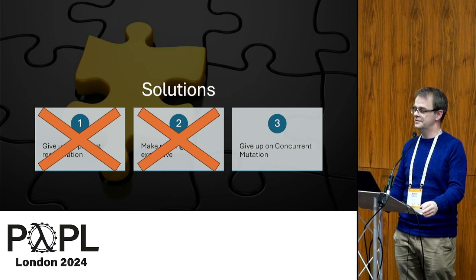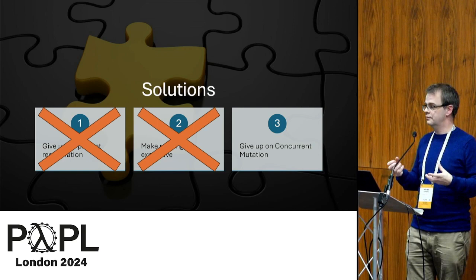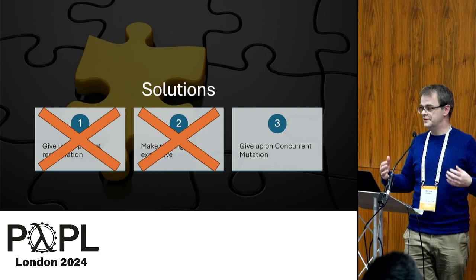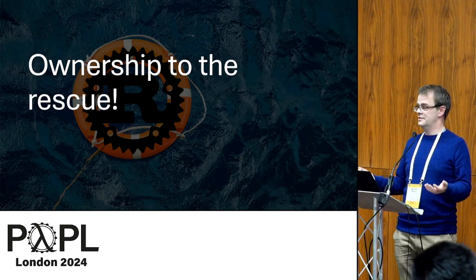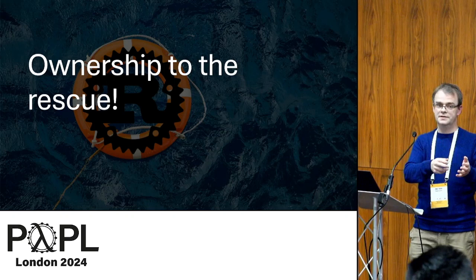We could give up on concurrent mutation. If we didn't have this read-reclaim race, if we didn't have memory shifting under our feet when we're reading something, life is really much easier. And this is good to follow the previous talk, because ownership to the rescue, right? Ownership types. So Rust has basically taken this path, right? As long as you're not in the unsafe part, you can't race, you have nice structures, and it prevents you having to do this read-reclaim race.